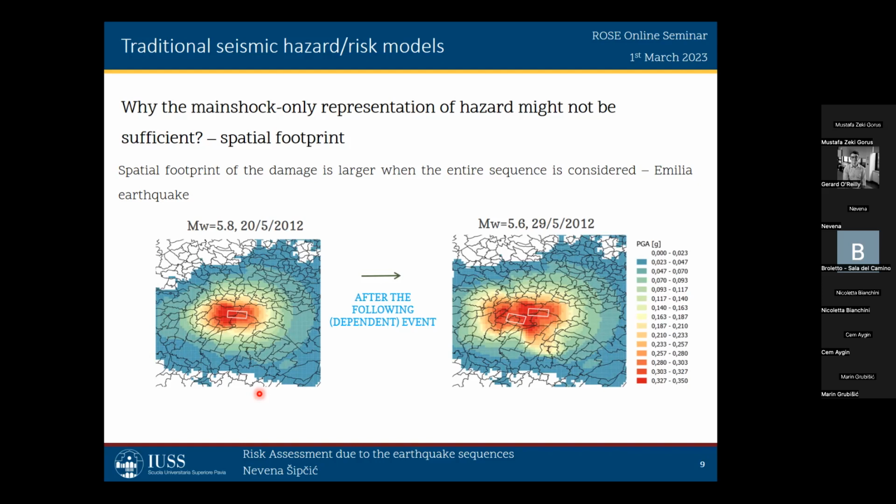So for instance, here I'm showing the spatial footprint after the 5.8 main shock event that happened on the 20th of May in 2012. And then 9 days later, an aftershock occurred. And of course, we have a bigger number of buildings that are affected than we had in the main shock only case.